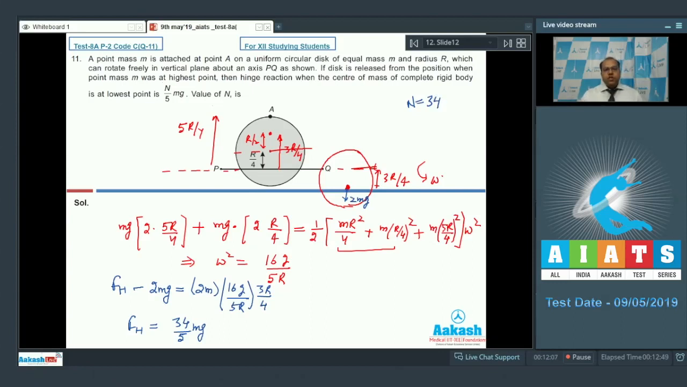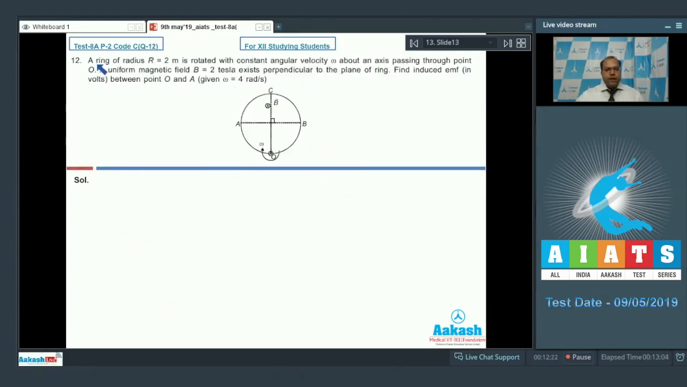So the correct answer for question number 11 is 34. Let's move to question number 12. In question number 12, a ring of radius r equal to 2 meter is rotated with constant angular velocity omega about an axis passing through O. A uniform magnetic field B equal to 2 Tesla exists perpendicular to the plane of the ring. Find the induced EMF in volts between point O and A.